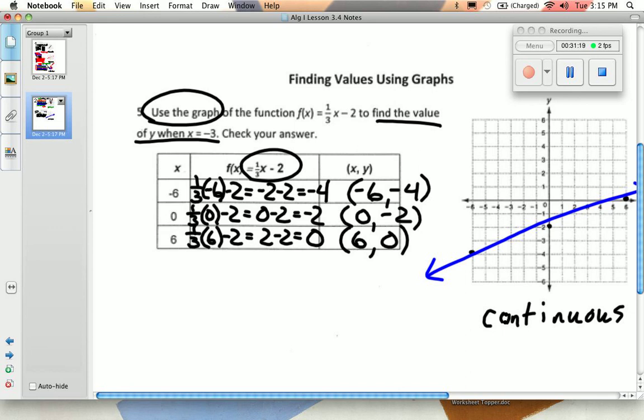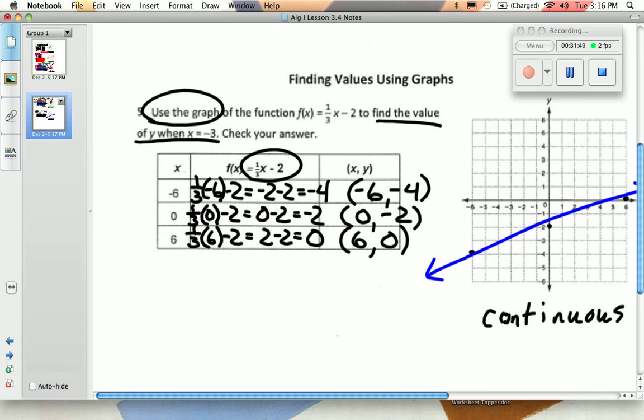And use the graph to find y when x is negative 3. Not the table, no table, no substituting in. Use the graph to find y when x equals negative 3. How are we going to do that? You go to -3 on the x line and go down. Okay, so go down, yeah.